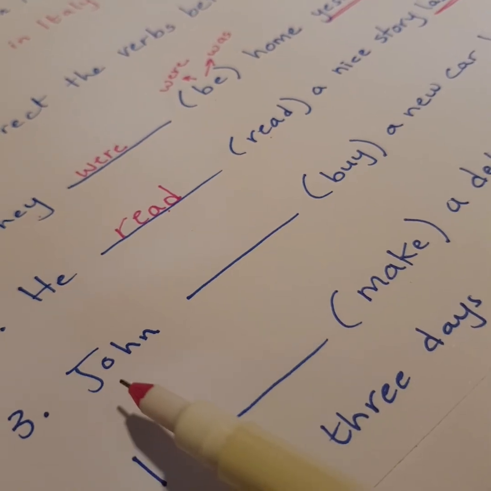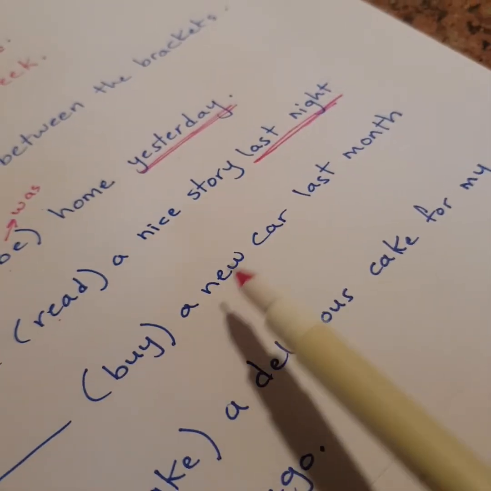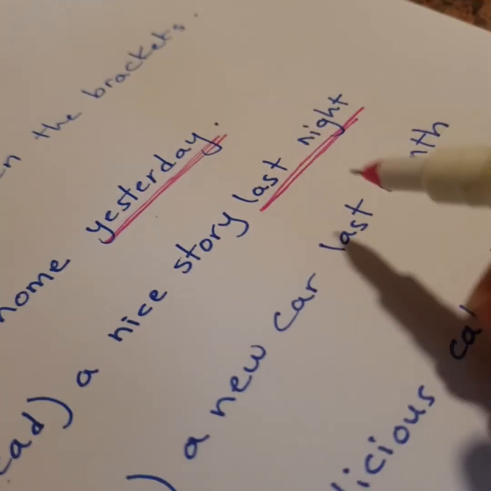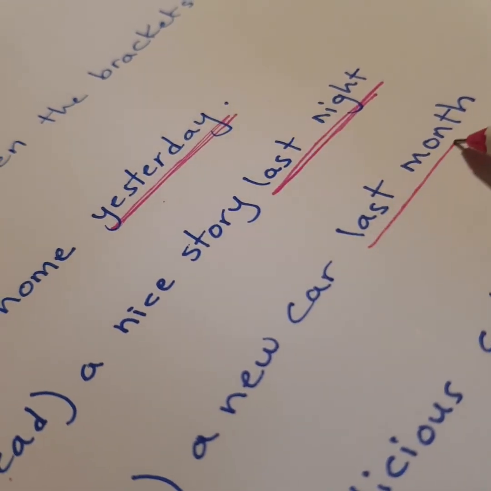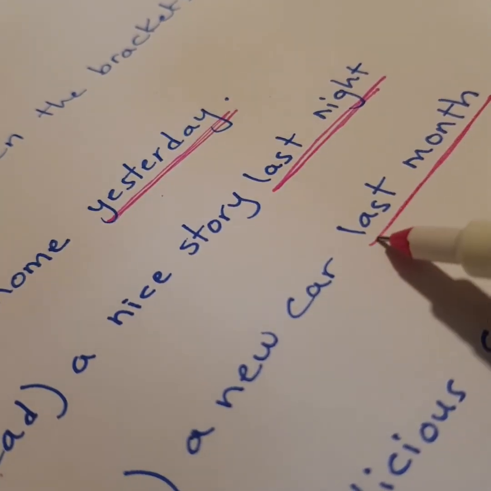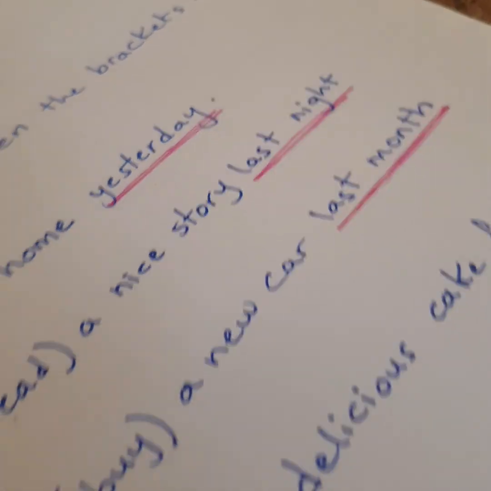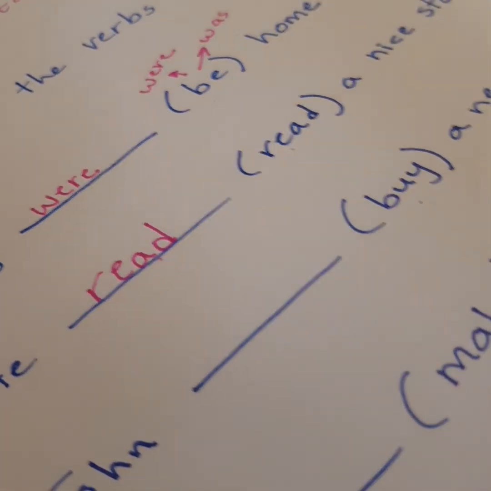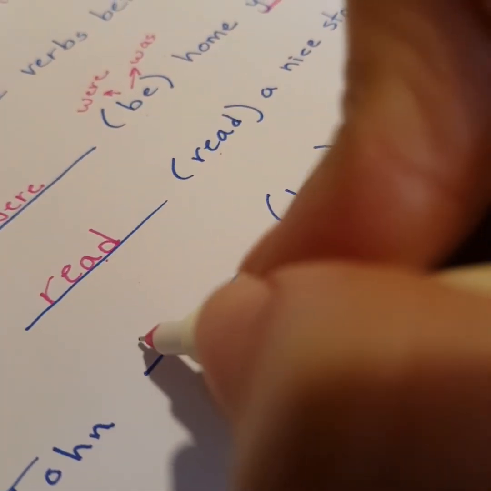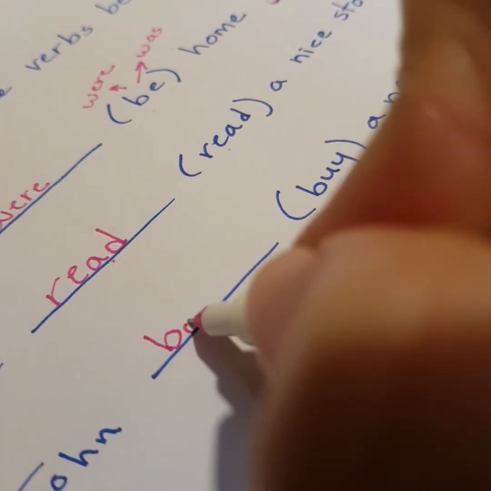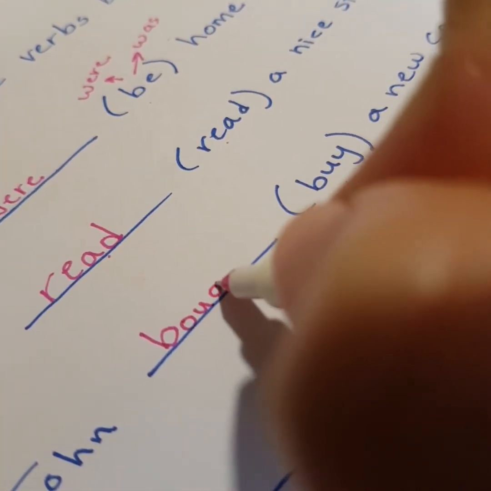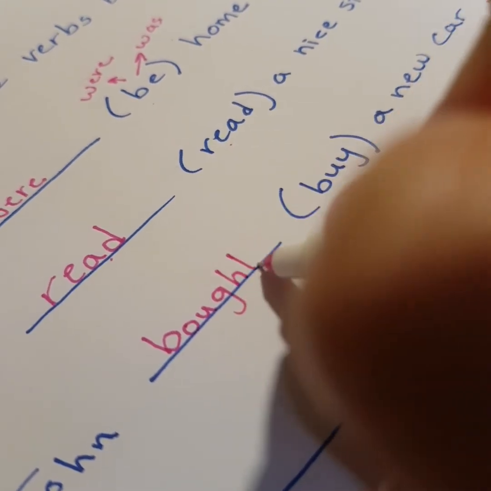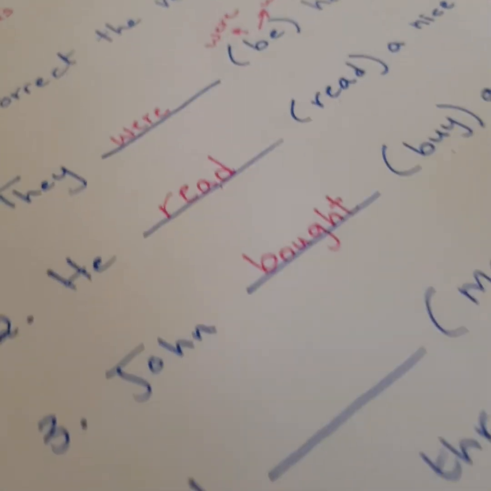Okay, number 3. John bought a new car last month. Last month, so it refers to the past. So John, what is the verb 2 of buy? Yes, it's bought. So buy becomes bought in the past simple.